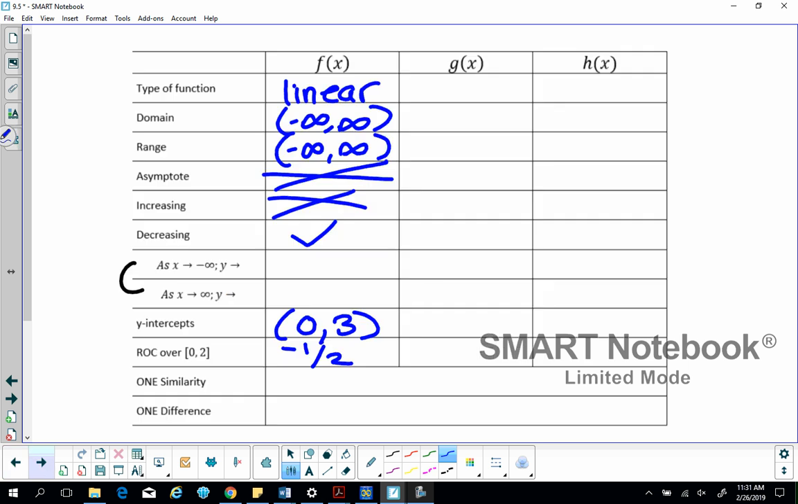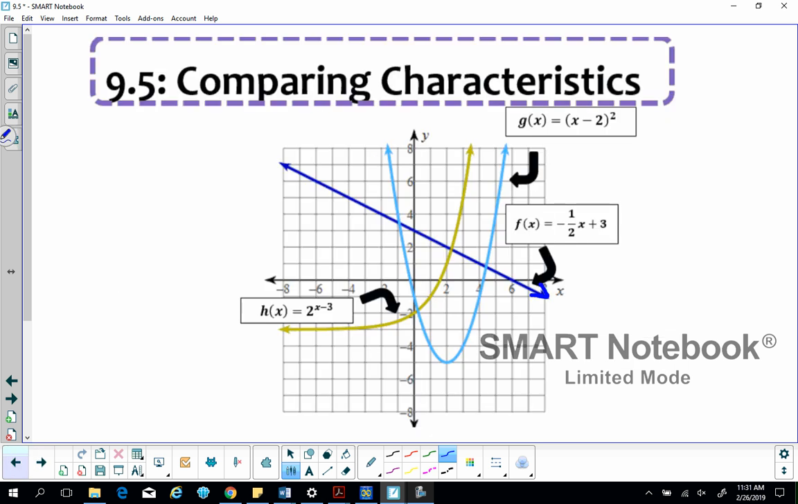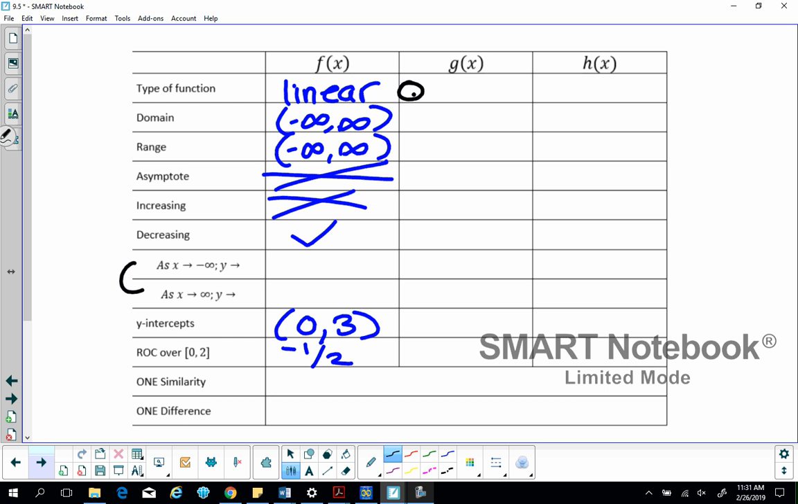Let's look at g of x. What type of function is g of x? They're talking about this blue thing right here. What's that called? Quadratic. What shape is that in? A parabola. So that one's quadratic. What's the domain of that quadratic function?